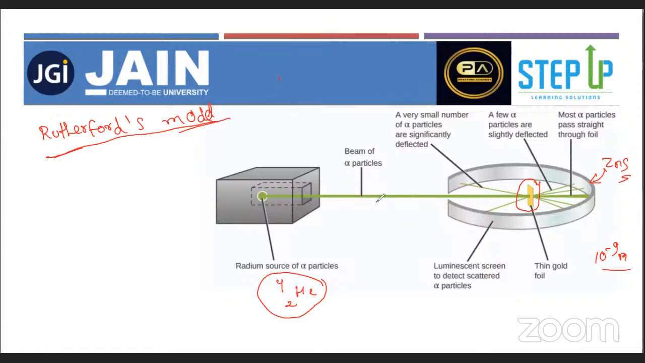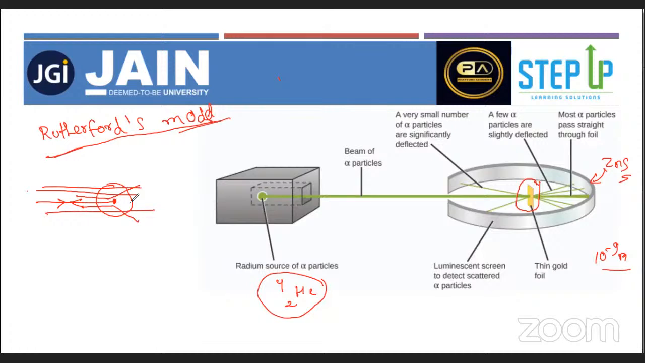What they observed was that most of the alpha particles were passing directly through the gold foil. Very few were getting deflected, and very few were coming back exactly along the path they came, like this it is coming, and like this only it was coming back. In most places it was just passing through, and in very few places it was getting deflected to smaller angles. This is what he observed.